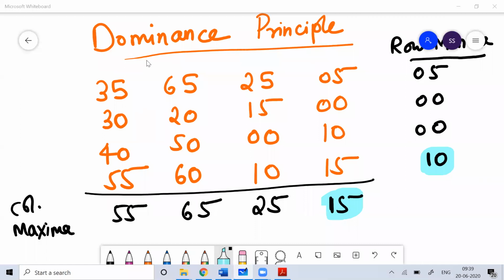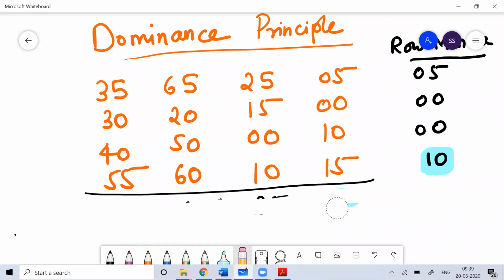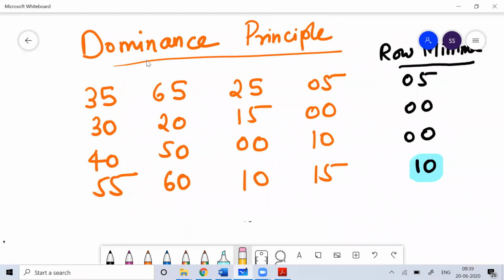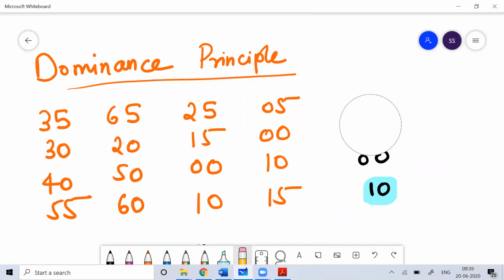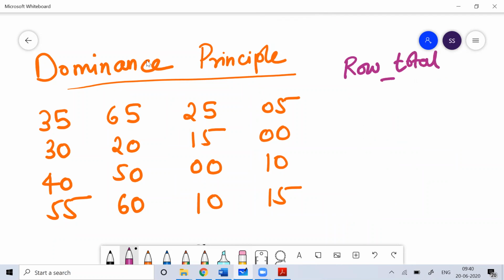In order to work on the dominance rule, what we need to do, I have already started discussing the concept of dominance in the previous class. So what I'll suggest is, to work on the concept of dominance, find the row total. That will give you an idea about which row is dominating over the other row.